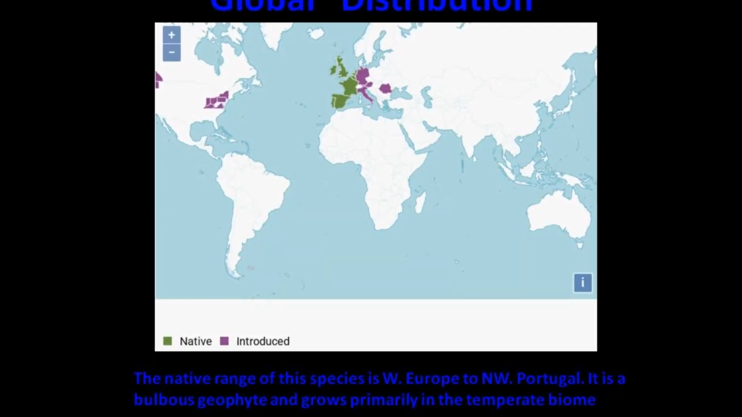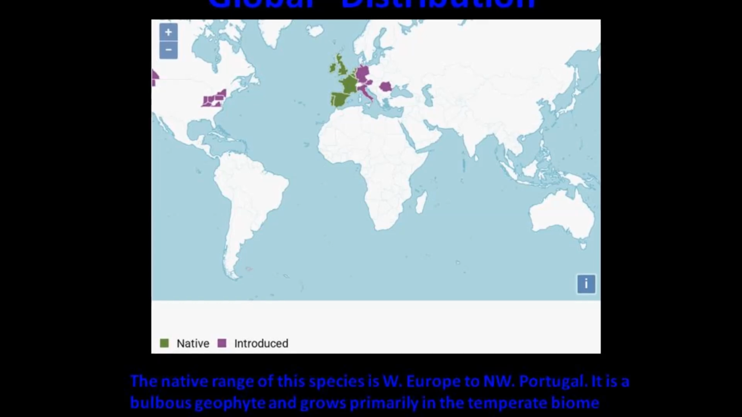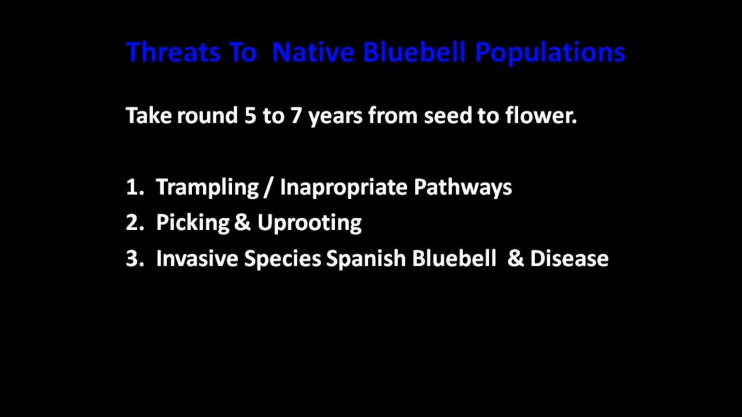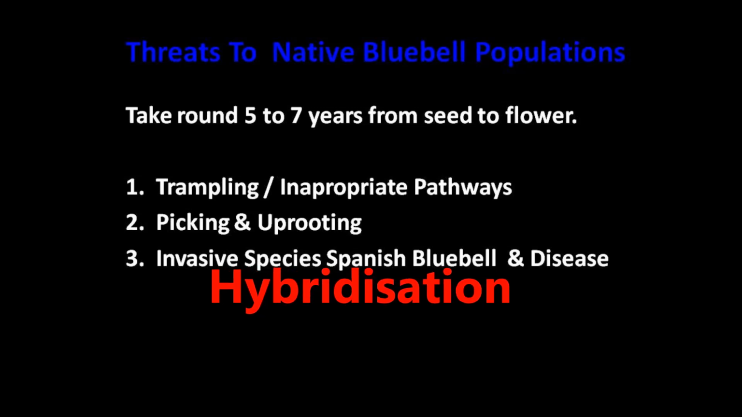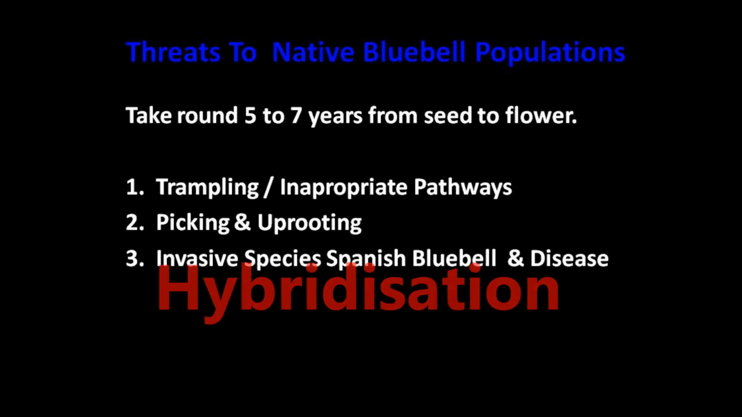It takes between 5 and 7 years for bluebells to develop from seed to flowers, and the following are general threats to the well-being of the species: trampling and inappropriate secondary pathways, picking of flowers and uprooting of bulbs, and the impact of the invasive species known as the Spanish Bluebell, Hyacinthoides hispanica, and any relevant diseases.